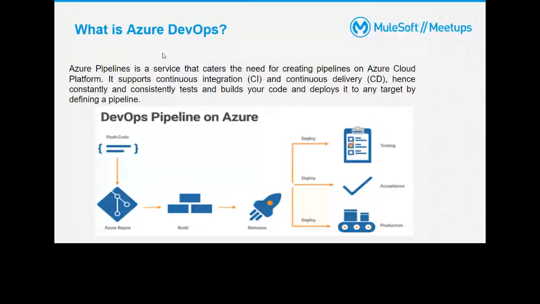Even in the diagram, you can see the code that we have created in Anypoint Studio. Then you push it to your remote repository, for example, here it is Azure Repos. Then you build it. Now it is ready for the releases, like for the deploy, for the testing, then for acceptance testing, and finally it is in production.